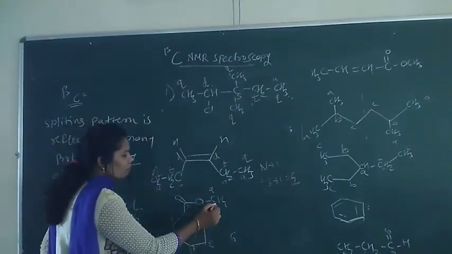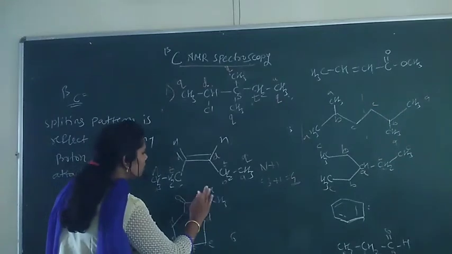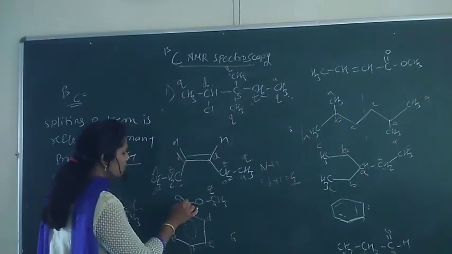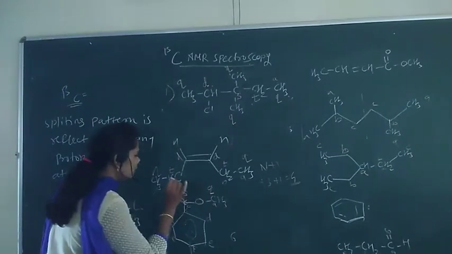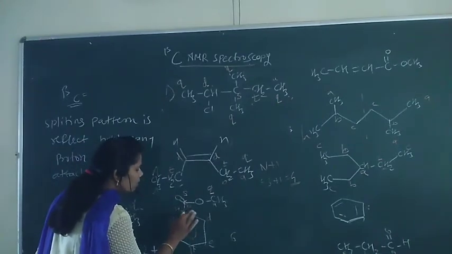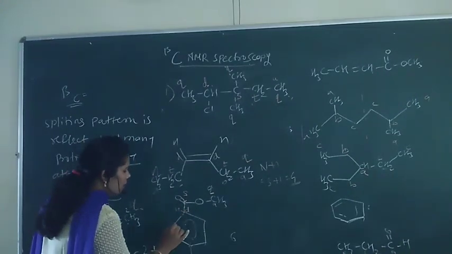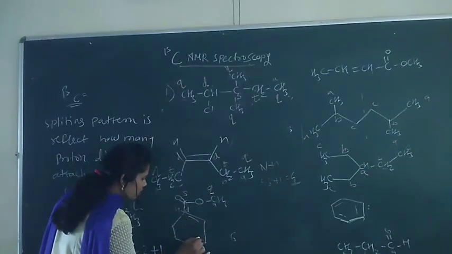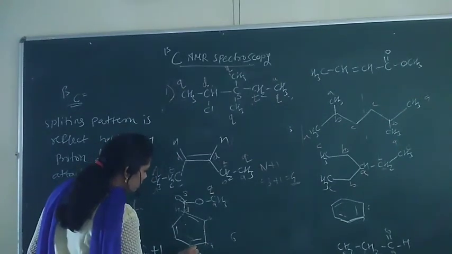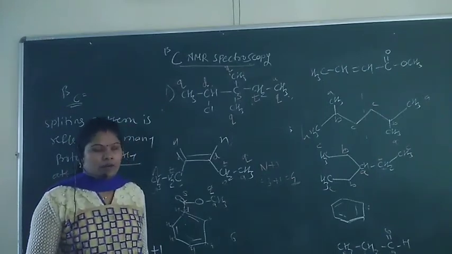Here 3 hydrogens are attached to this carbon, so it shows a quartet. This carbon doesn't have any hydrogen, so it gives a singlet. For this one, 1 hydrogen is attached, so this also shows a doublet. All these have only a hydrogen, they are CH and CH, which means all of these show a doublet.